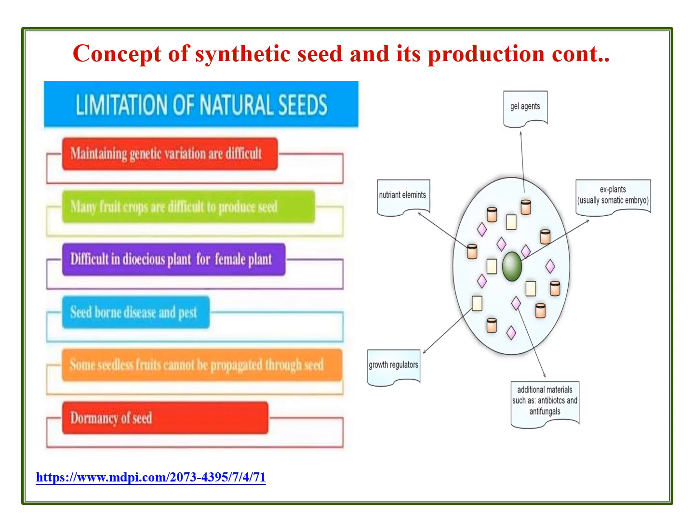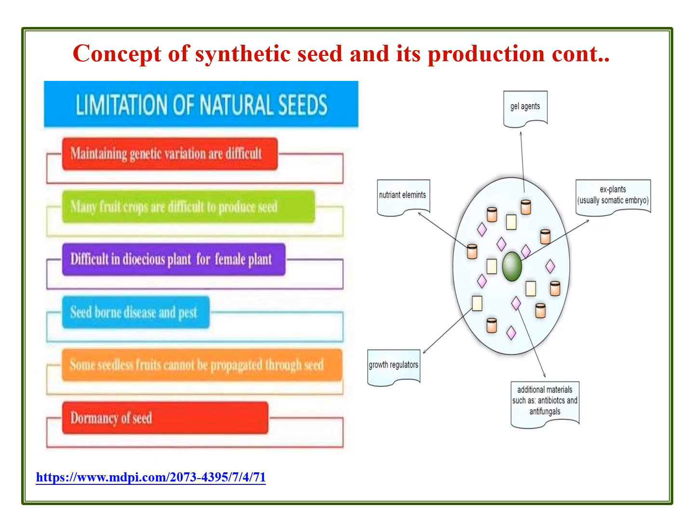So it includes the production. Maintaining genetic variation is difficult. Many fruit crops are difficult to produce seed, and it is difficult in dioecious plants for the female plant. Seed-borne disease and pests. Some seedless fruits cannot be propagated through seed. Dormancy of the seed. So these are the limitations of natural seeds that motivate preparing synthetic seeds. Why are natural seeds important? Why may they not sustain in some cases?